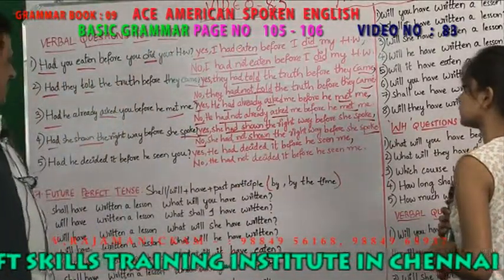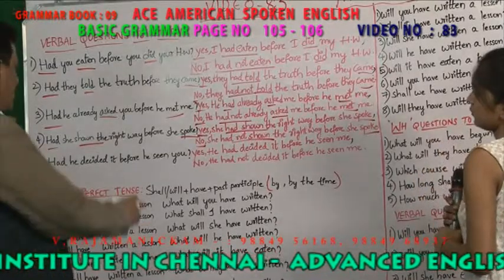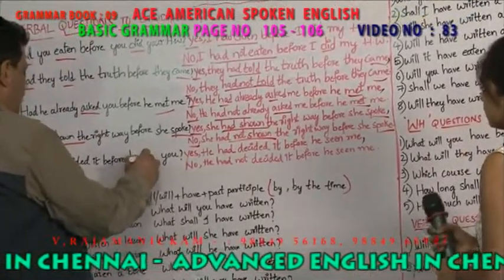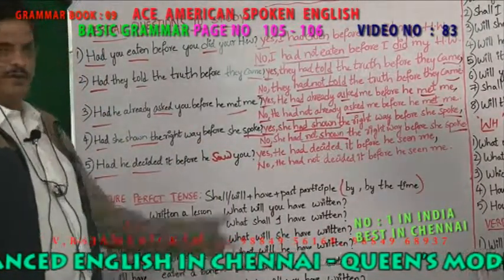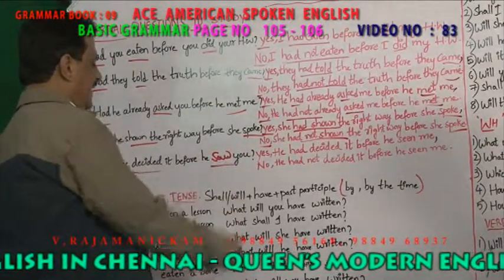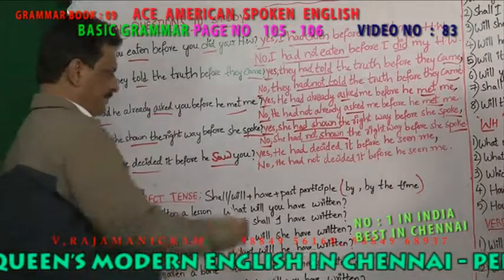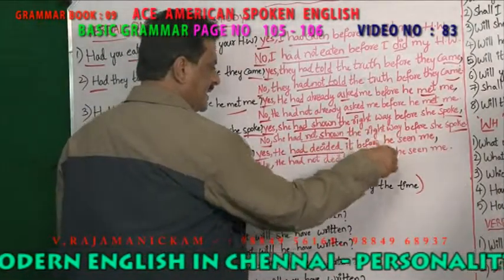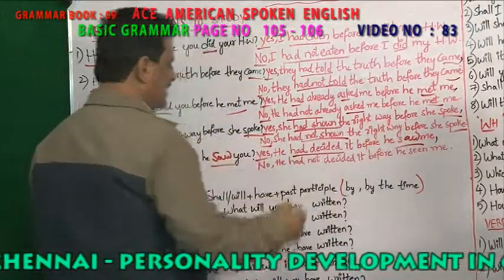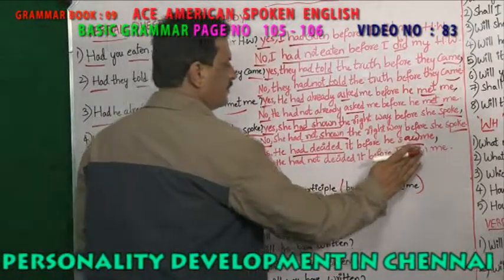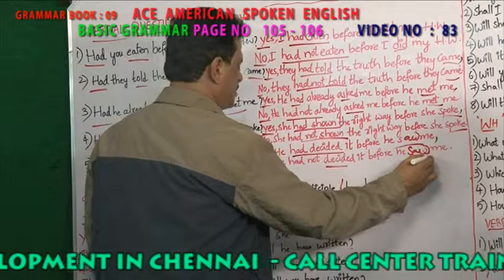And the next question, five. Had he decided it before he saw you? Before he saw you, not seen you. So, had he decided is the first action, and saw is the second action. When you want to question the first action, you use the past perfect. The answer is? Yes, he had decided it before he saw me. Not seen me, saw me. And the second is no. No, he hadn't decided it before he saw me.